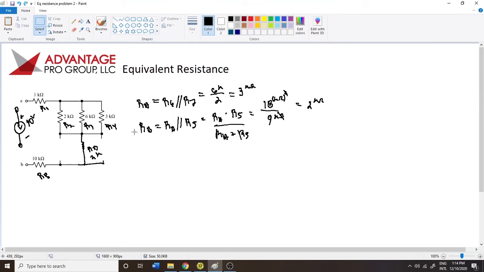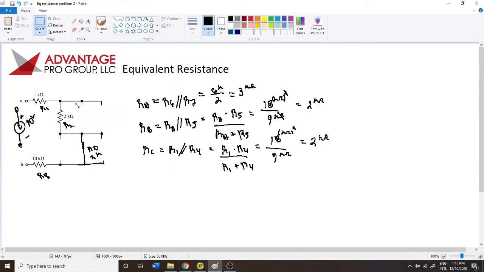Because, I mean, it would probably be good to go through the math real quick, you know? You might be able to shorthand just a little bit. RC is that combination, equal to R1 in parallel with R4, equal to R1 times R4 divided by R1 plus R4. And that's going to be equal to, same thing here, right? 18 kiloohm squared over 9 kiloohm. It's going to be equal to 2 kiloohm. So now all the work is done. We can remove these two, delete them like that.